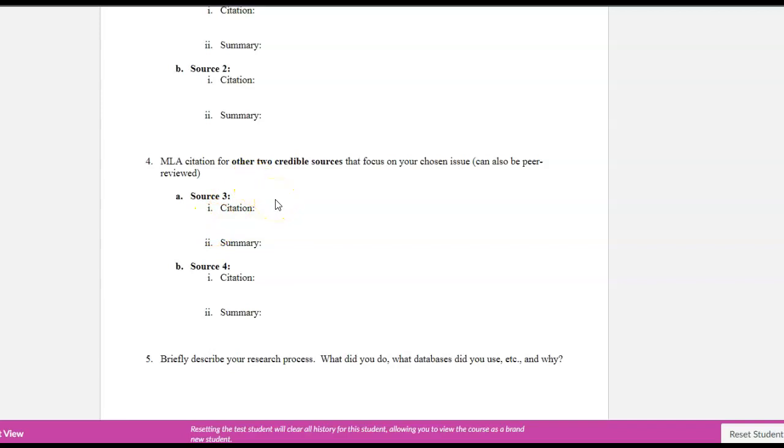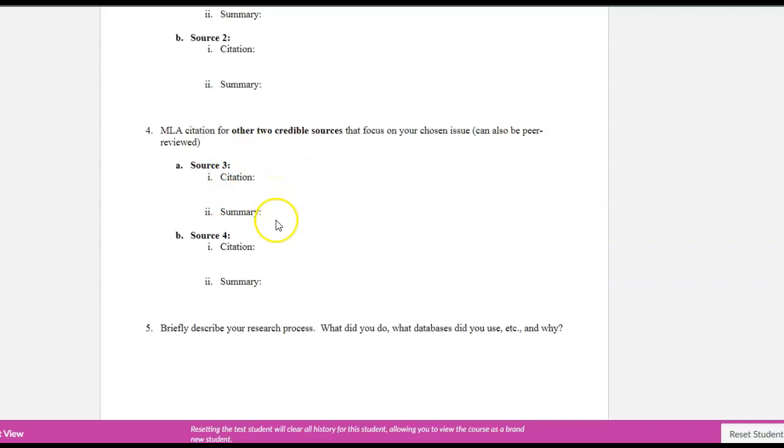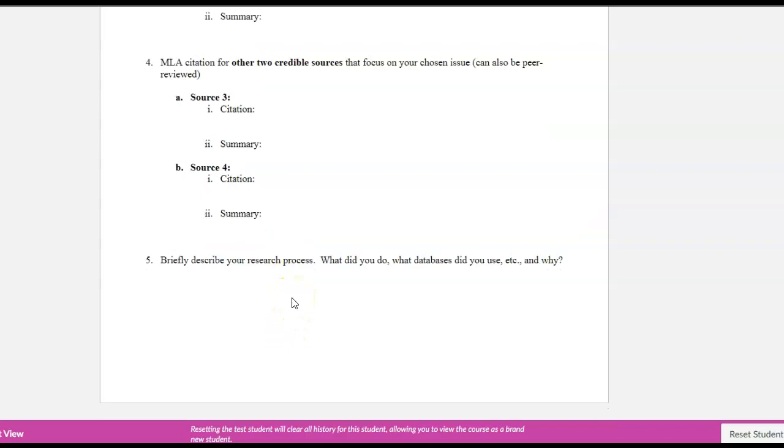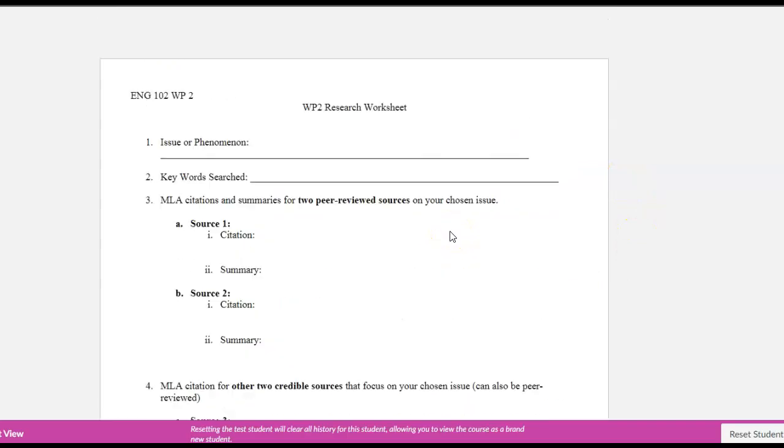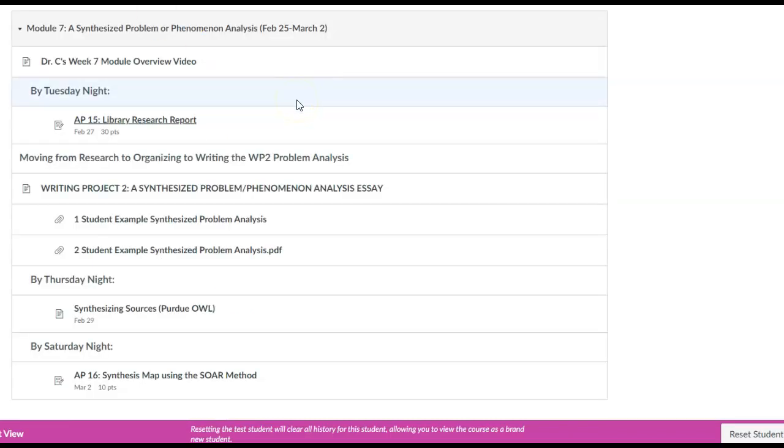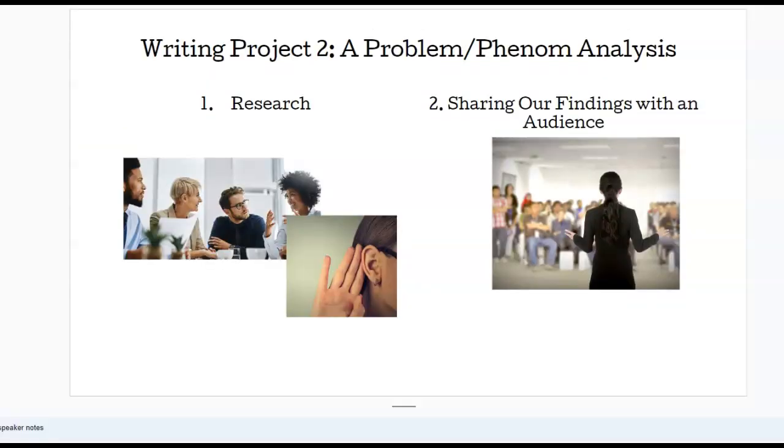Now, these could also be peer-reviewed, or it can be another credible source, and then simply describe your process in finding these. How did you find these sources? What did you look for? What databases did you use? And all of that, okay? So that is all we're doing for the research worksheet. But it's important because it gets us to the point where we can start synthesizing. We can start looking at these sources. And I wanted to kind of talk about that a little bit. And I have just a few slides that I wanted to share to show you the transition.